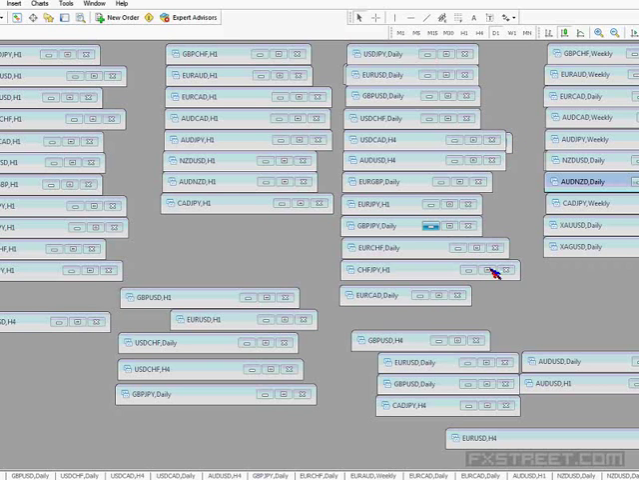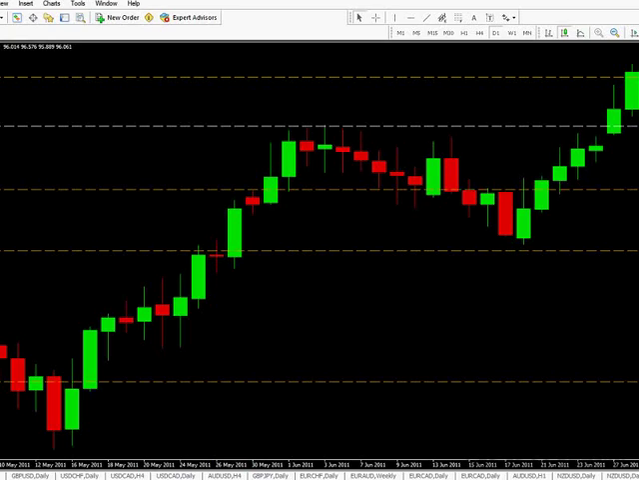Now, here's a pair that a lot of people don't trade, but I'm actually watching it. This is the Swiss yen daily.